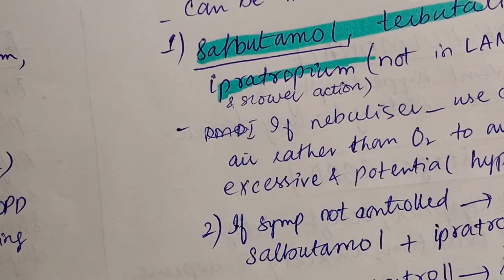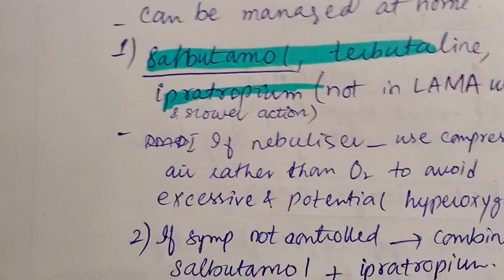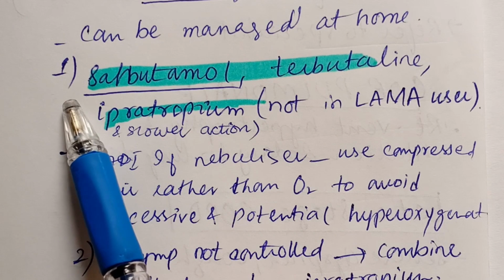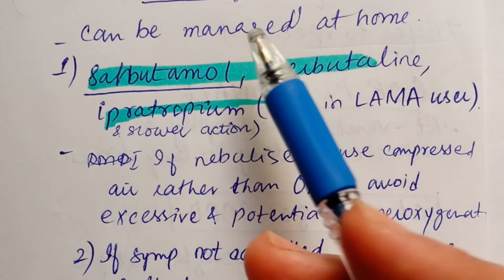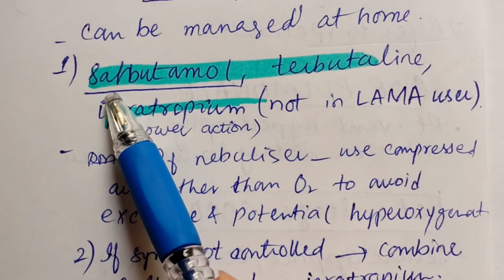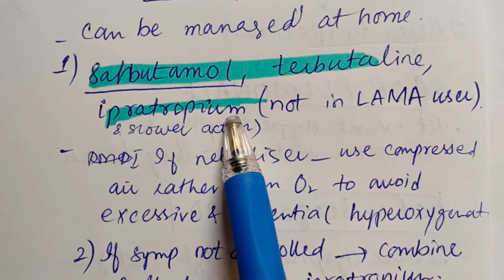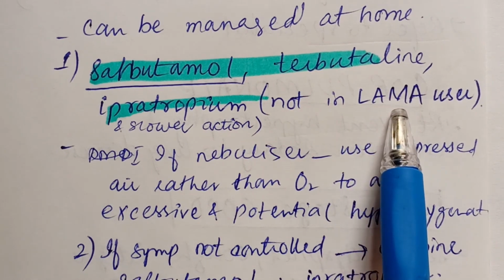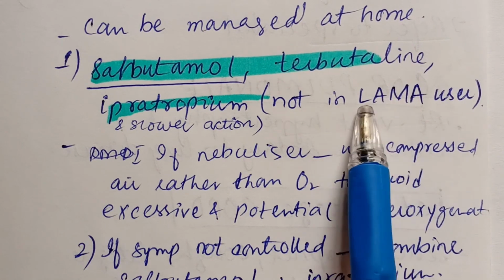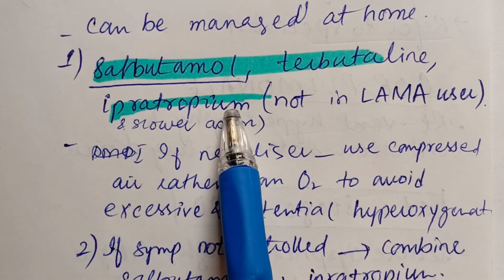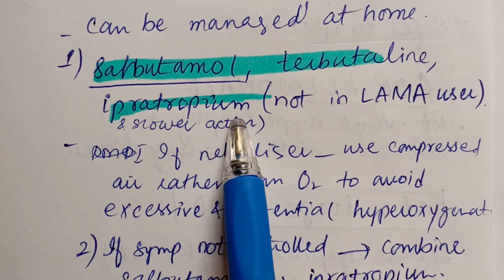Now coming towards our management. The management of COPD exacerbation is quite simple actually. It can be managed at home, and the first line treatment to be given is short-acting bronchodilators. Initially, COPD exacerbations are treated with inhaled short-acting bronchodilators: salbutamol, terbutaline, and ipratropium. Keep in mind that for patients of COPD who are already on drug therapy including LAMA, ipratropium cannot be given. It is contraindicated for the acute management because it can cause cardiovascular events.